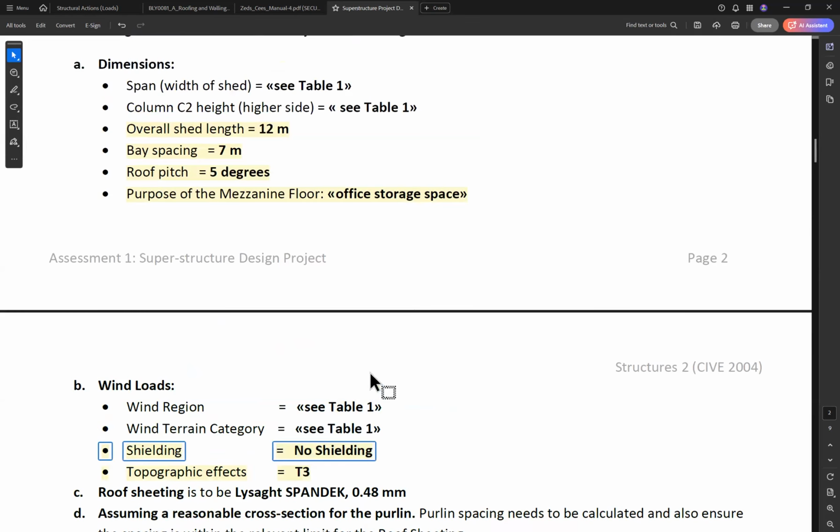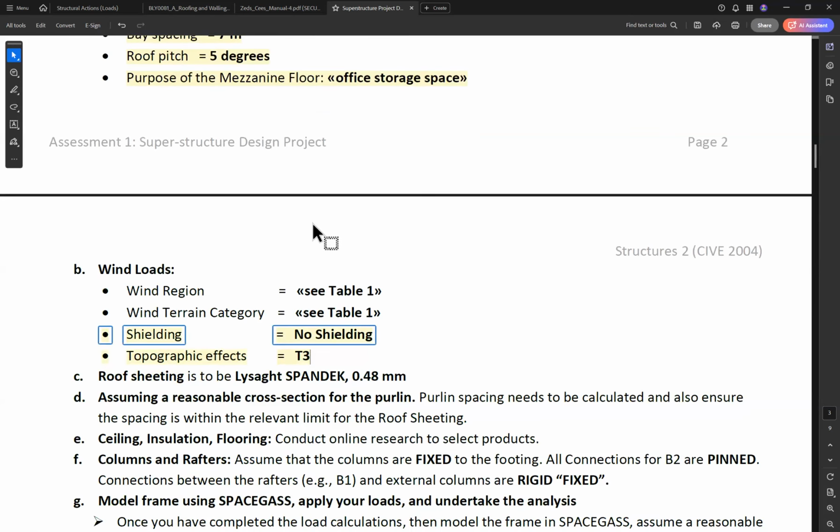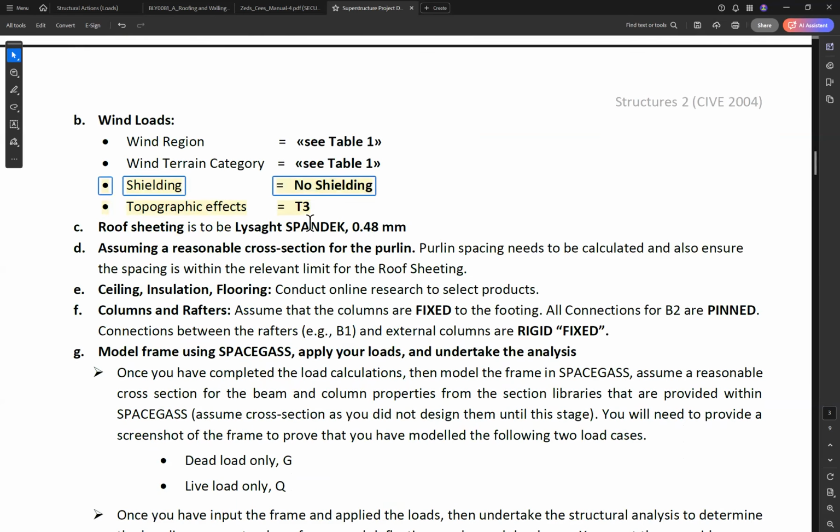So some parameters are fixed for all groups, and some change depending on your group number. The roof sheeting will be Lysaght spanning 0.48 millimeter. We will find it in the file I showed you earlier. We will also go through this during the other lectures and classes. I just try to introduce it to you now.